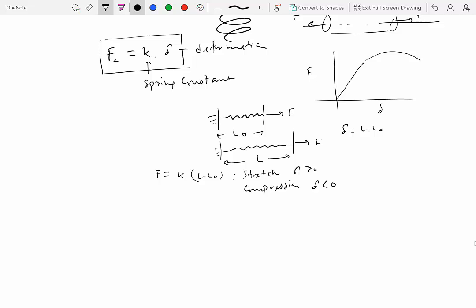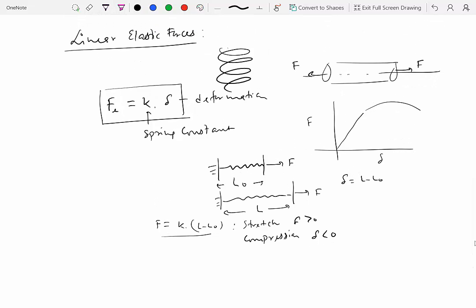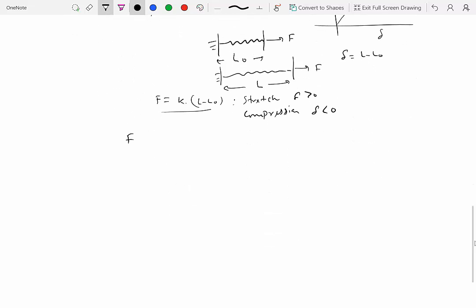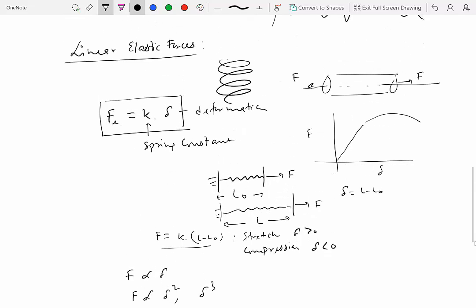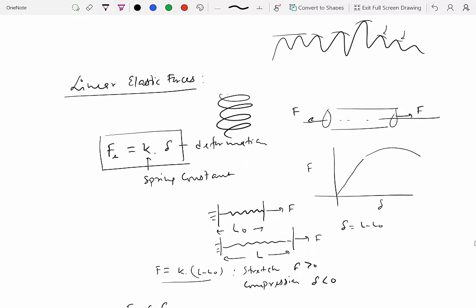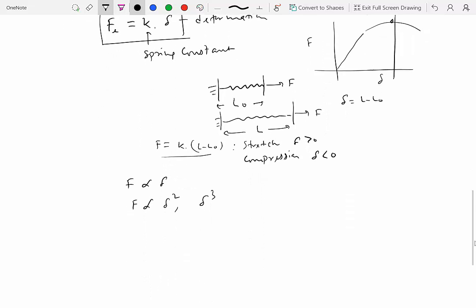Now notice that because this is a linear relationship between force and stretch, we call it linear elastic force. But that is not to say that you cannot deal with nonlinear elastic forces. A nonlinear elastic force would not be proportional to delta. It might be proportional to delta squared, or delta cubed or something like that, right? And again, these are also empirical laws. They are not exact definitions, but empirical laws because they are trying to describe a complex physical phenomenon. When you get to over here, you know clearly that F is not going to be proportional to delta.